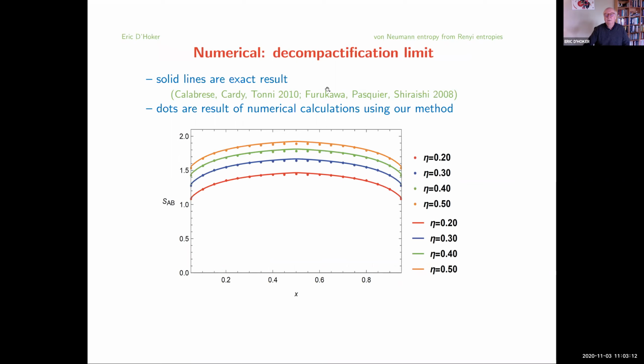And then the final one is that, in the case of a compactified boson on a circle, there are results known for the decompactification limit by these people. Again, we compared as a function of eta, where eta here is the square of the compactification radius. And again, this actually works.